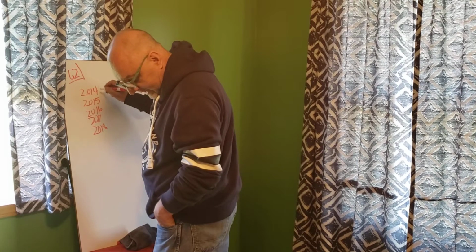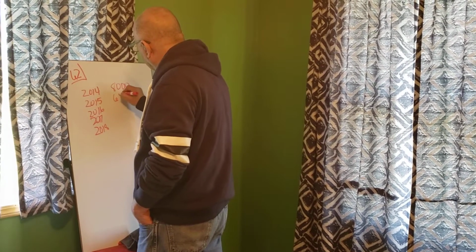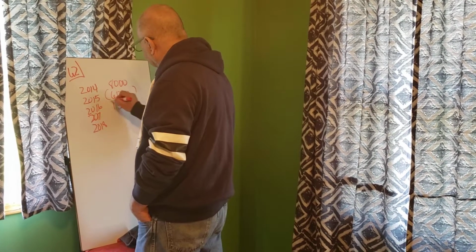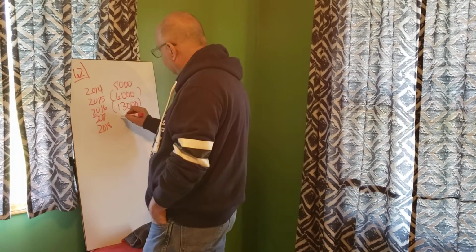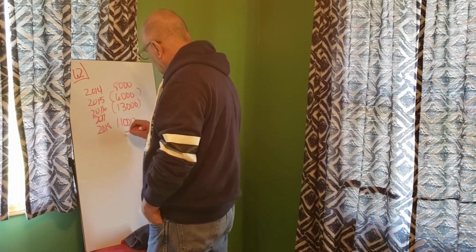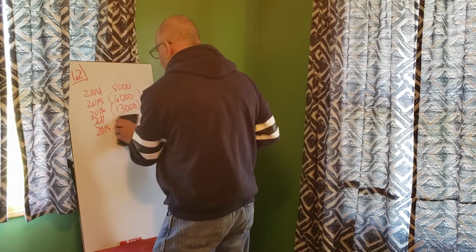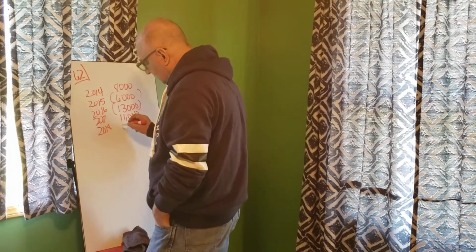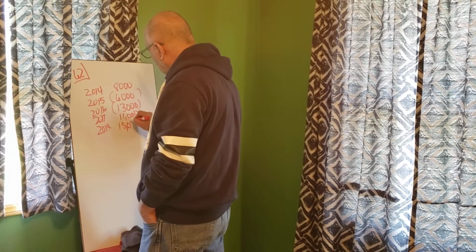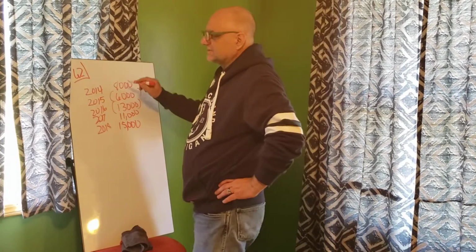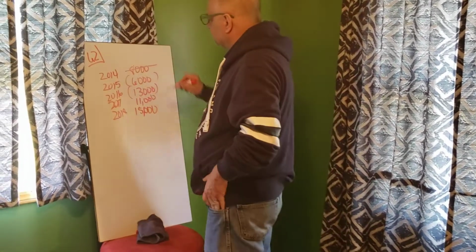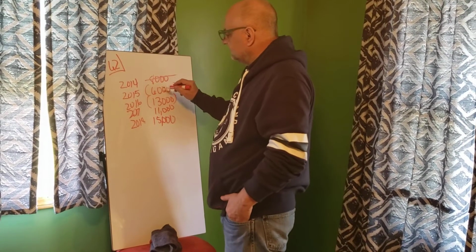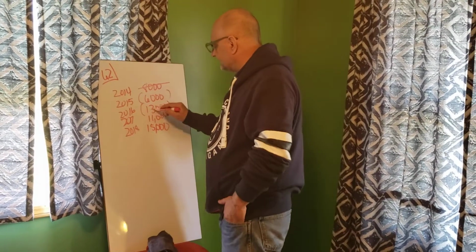So here we have an $8,000 gain. We have a $6,000 loss, a $13,000 loss, $11,000 gain, and a $15,000 gain. So 2014 doesn't matter. 2014 was a gain year, so we don't need to mess with 2014. 2015, we have a loss. Nothing we need to do about it for right now. 2016, then we have another loss.